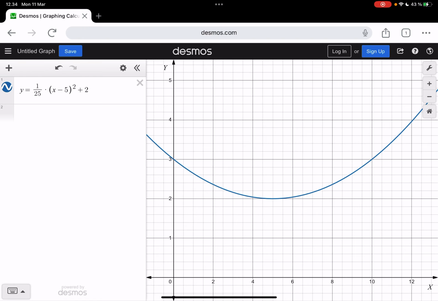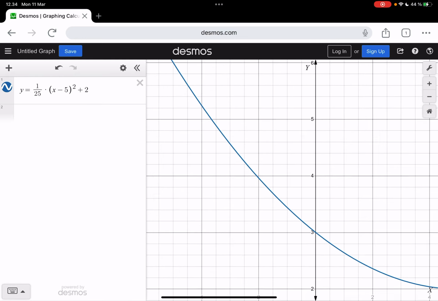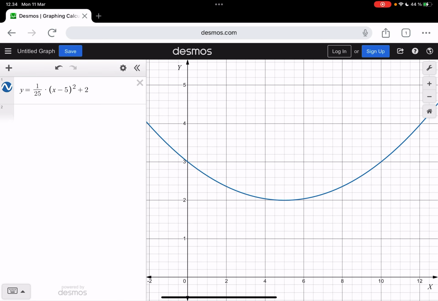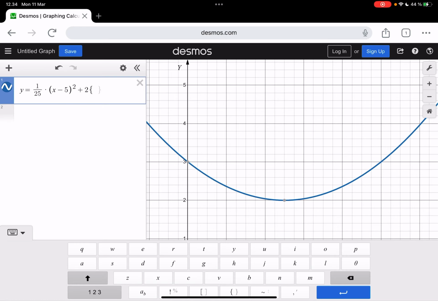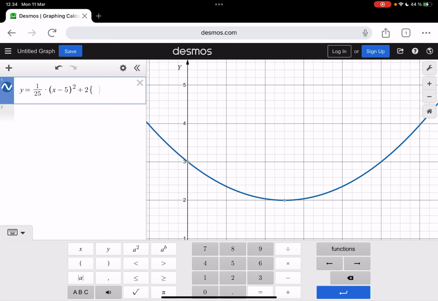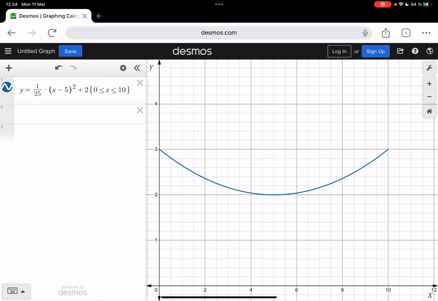Now, if you want to restrict your x, so your graph doesn't extend that way and this way, of course, you can also do it here on Desmos. So after you have entered your function, you can put those curly brackets and say, well, my x, I want it to be from 0 to 10. There you go. Now you have restricted the values of x. So now you have shown exactly how your bridge looks like.